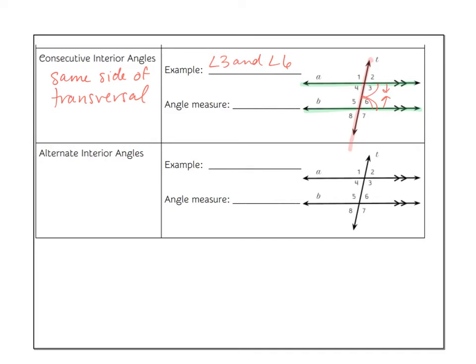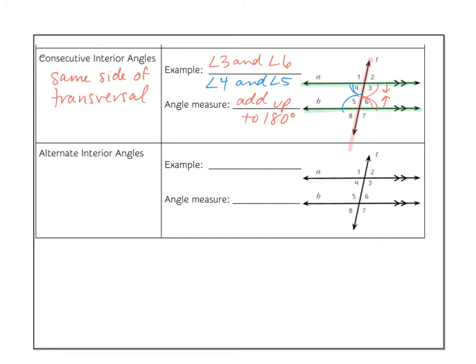Now something cool happens when the lines are parallel. Their measure is going to add up to 180 degrees. So angles 3 and 6 together will add up to 180. Another pair of consecutive interior angles, can you look at the picture? There should be one more pair on the left side of the transversal, angle 4 and angle 5. So 4 and 5 together also make a pair of consecutive interior angles. They're both on the left side, the same side of the transversal.